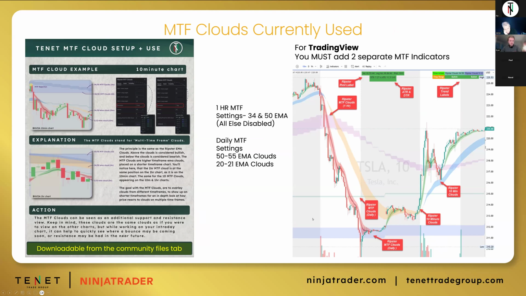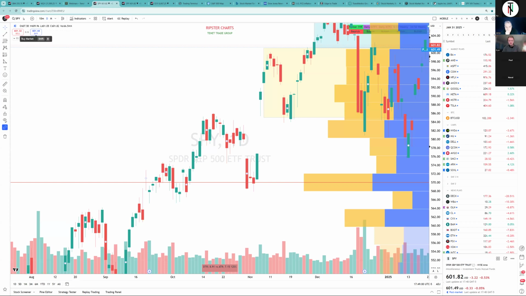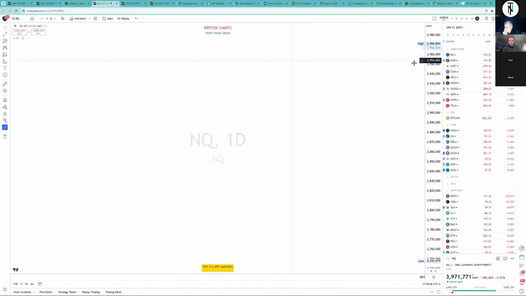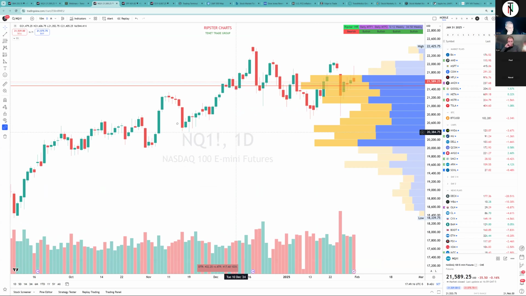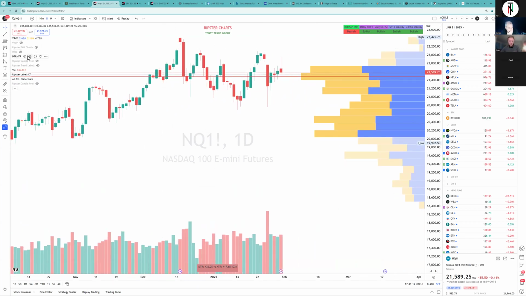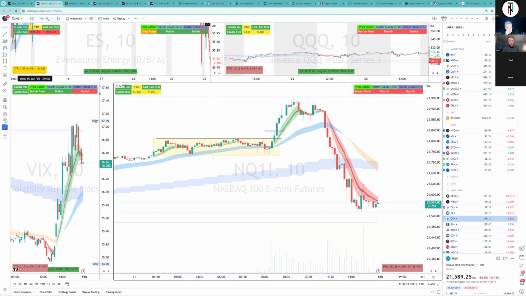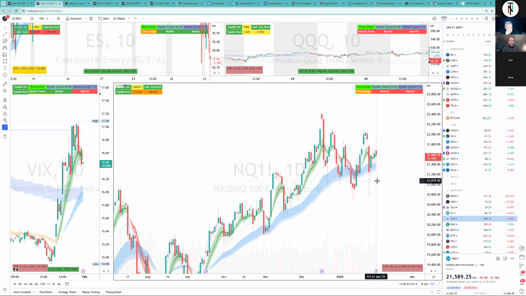Okay, so let's quickly talk about the MTF clouds, guys. MTF cloud is nothing but the daily EMAs. There's this concept of daily EMAs. There are a few daily EMAs which are very important: the 20/21 EMA, then the 50/55 EMA. We have all these EMAs on the daily chart, but nobody used them for intraday trading. So what I invented was this MTF indicator. What it did was bring those daily EMAs onto my intraday chart, which tells me that I can make decisions based upon daily and 1 hour EMAs.